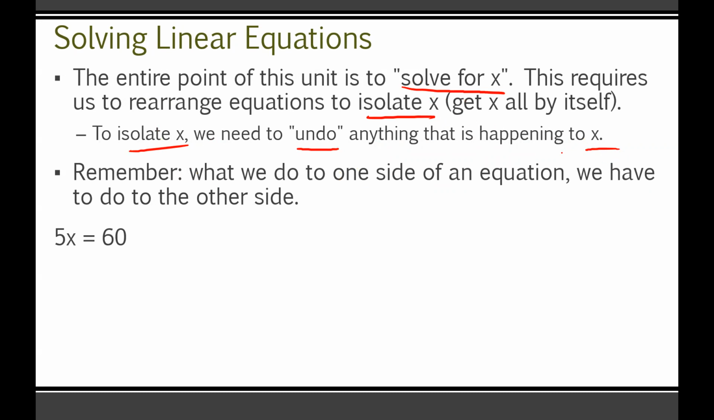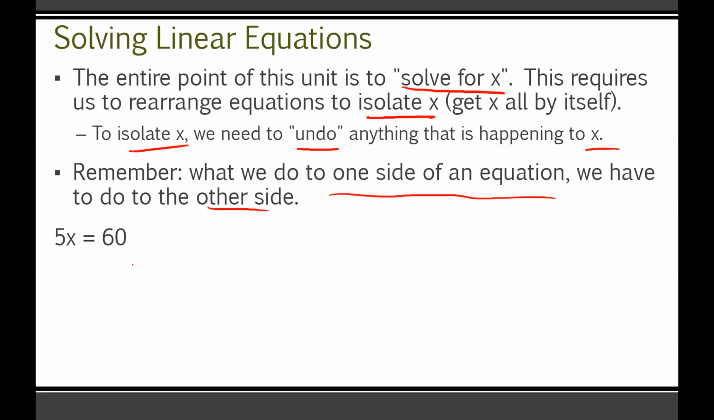If something was multiplying x, you'd have to divide. If something was dividing x, you'd have to multiply. If something was adding to x, you'd have to subtract. And if something was subtracting from x, you'd have to add. Remember, whatever you do to one side of an equation, you have to do to the other side. This is because an equation is like a balanced scale. If you remove something from one side, you have to remove the same amount from the other.